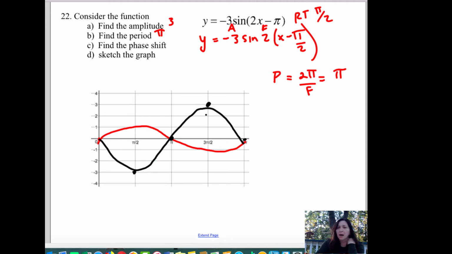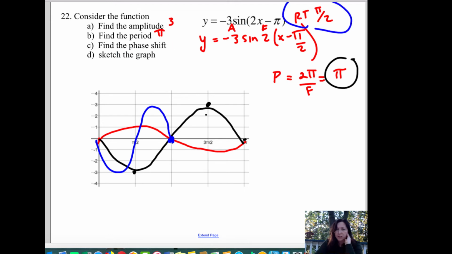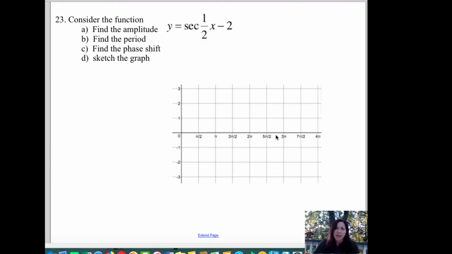Because it has a period of pi instead of 2 pi, what that tells me is that my graph is all going to happen within pi. So it's going to go down, come back up, and then end here. It looks like I have a phase shift of right pi over 2. So that means that my graph is actually going to shift to the right, pi over 2, and there's my final graph. The next question says, consider this function, y equals secant.